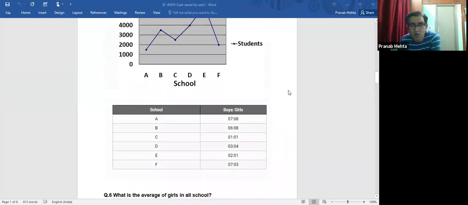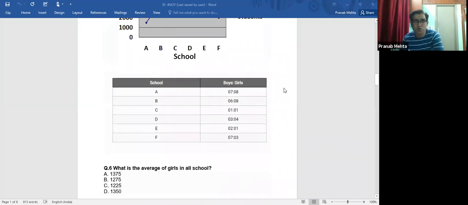Now, this has been distributed in these ratios. Now let us do this distribution fast. The number of students in A, from the graph you will be able to get, is 1,500. For B, we are talking about 3,500. For C, 2,500. This data we are getting from the top graph. D, we are getting 4,000. E, we are getting 6,000, and F, 2,000.